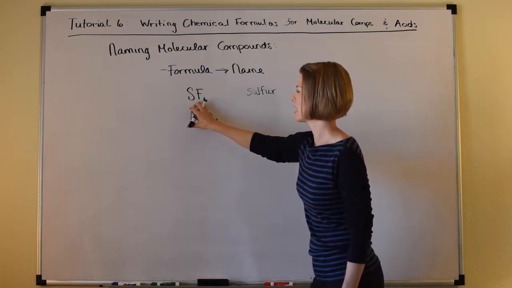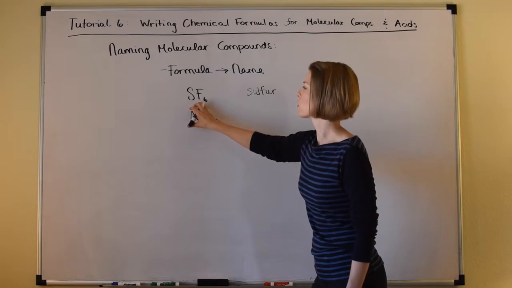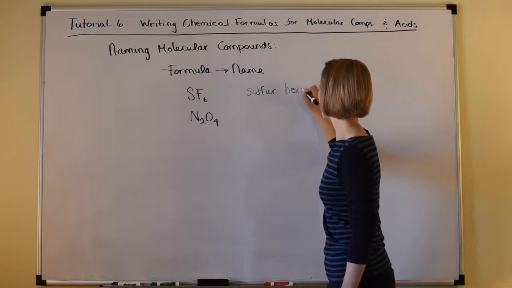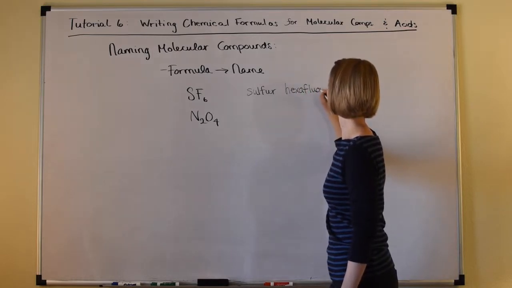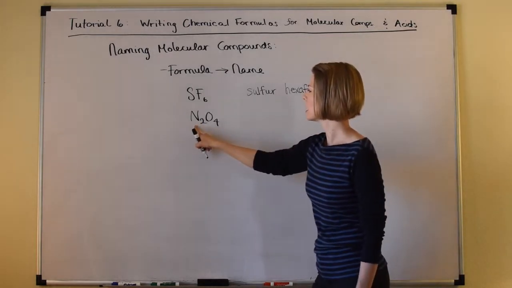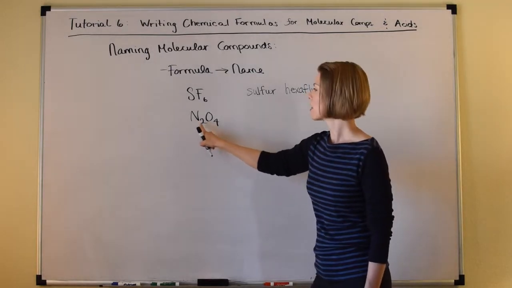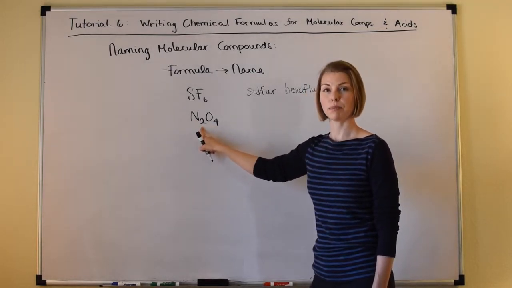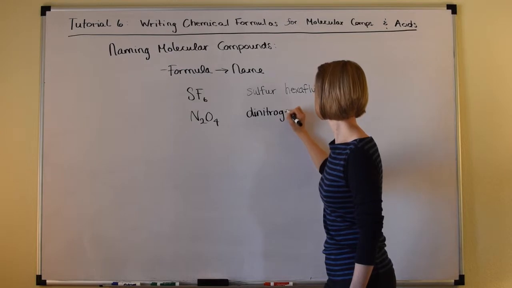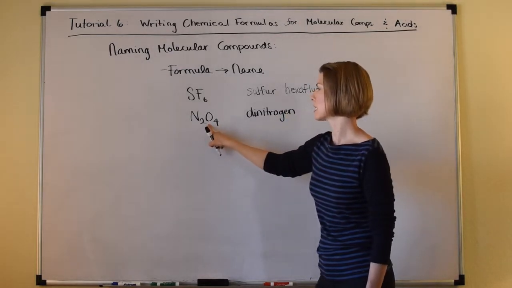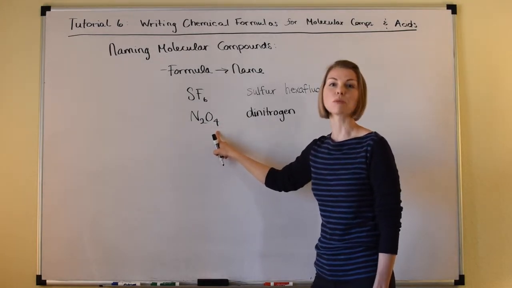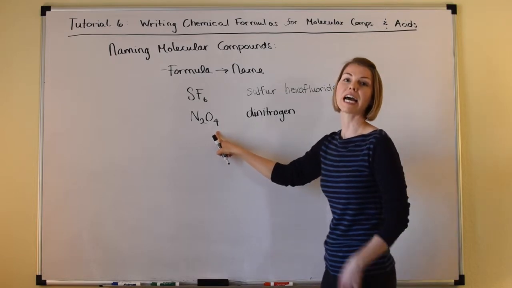All right, the next element is fluorine. So we're going to call it fluoride, and there are 6 of them. So it is hexa. Hexa is 6. Hexafluoride. Sulfur hexafluoride. The next one, nitrogen, is our first element. There are 2. So we are not going to drop the prefix here. It is dinitrogen. And the second is oxygen. So oxide, there are 4 of them. Tetra is the prefix that we use for 4, so it's going to be tetroxide.